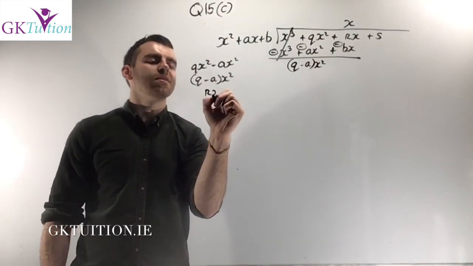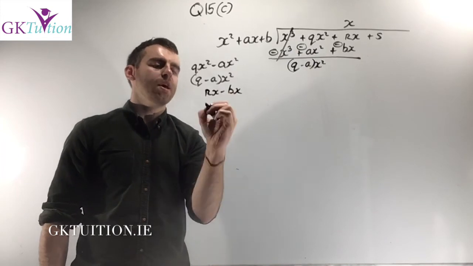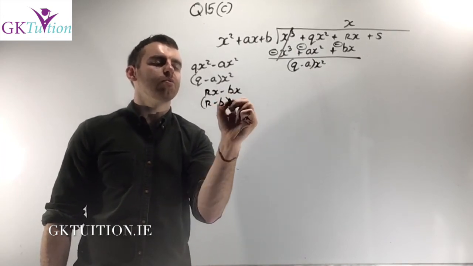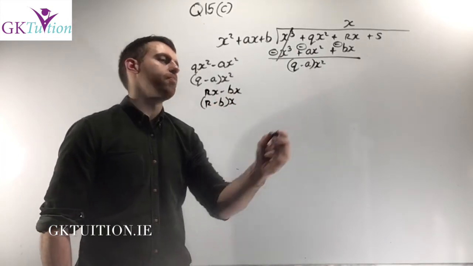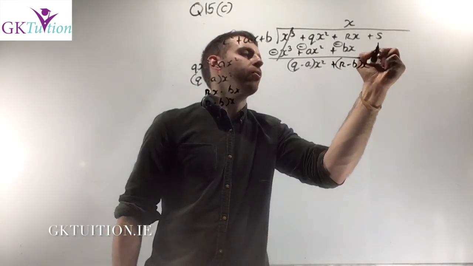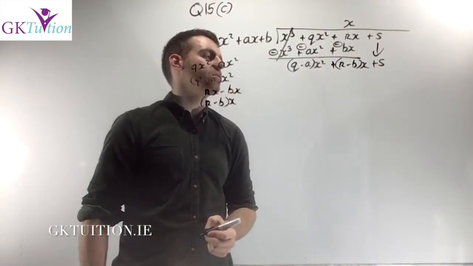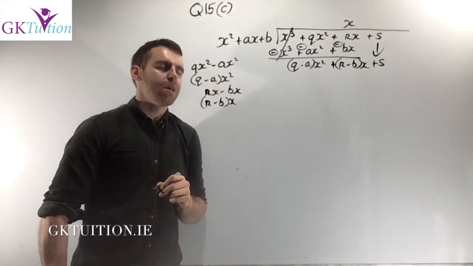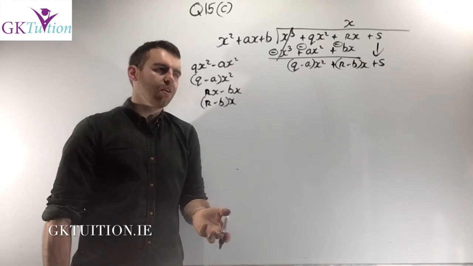I have ax on the top minus bx on the bottom. If I factorize out x, I'm left with a minus b times x. So I can just write this as a minus b times x. The fourth step in long division is to take down the last term, which in this case is a plus s. And now I just want to start my process all over again.